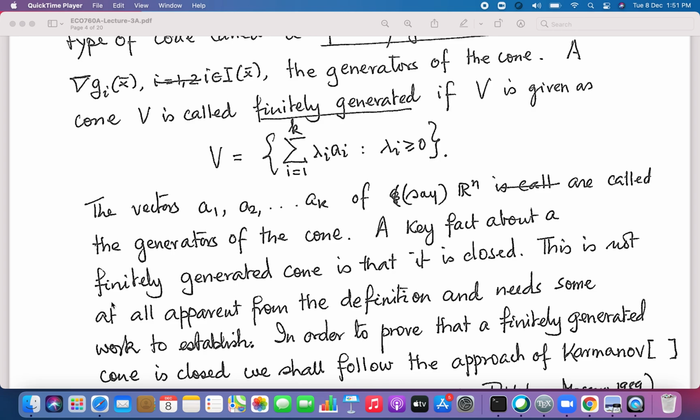This kind of cone is called a polyhedral cone, because if you draw a finitely generated cone, you will see that it is an intersection of half spaces, but those half spaces are formed by hyperplanes passing through 0, through the origin. That's the key idea. So in this particular setting, a1, a2, ak are called the generators of the cone. A key fact about a finitely generated cone is that it is closed.